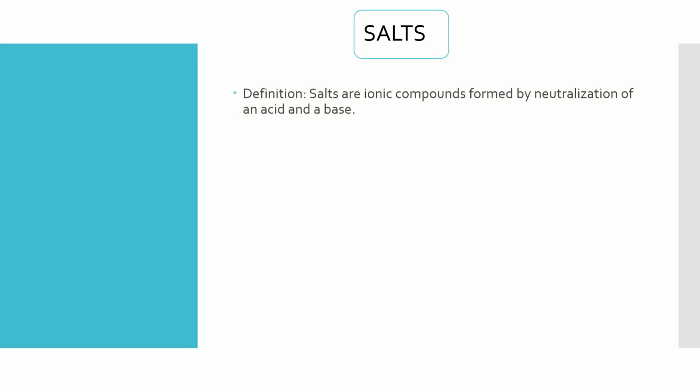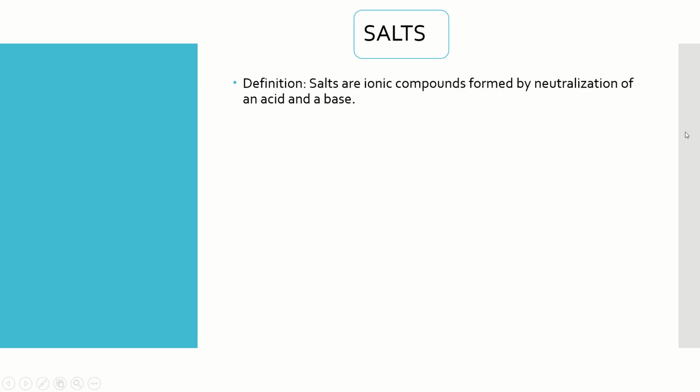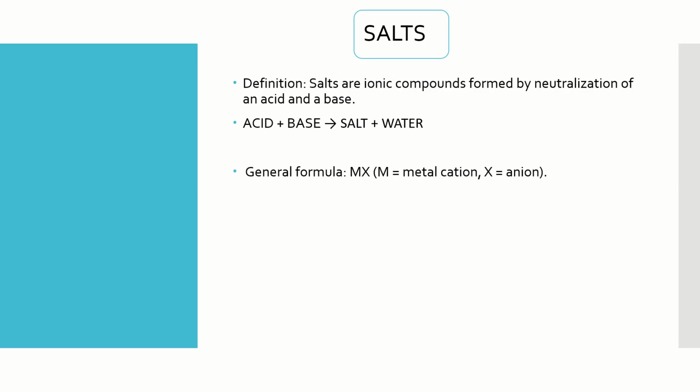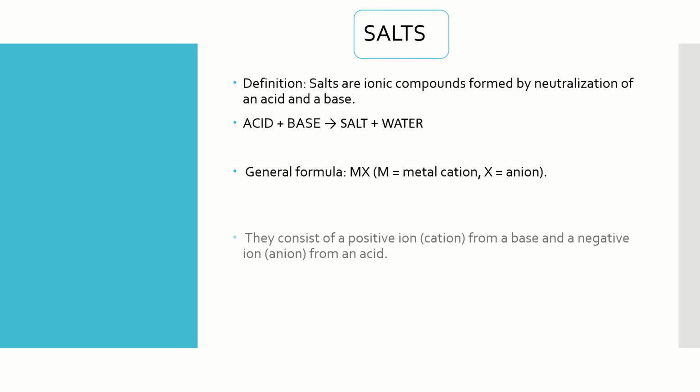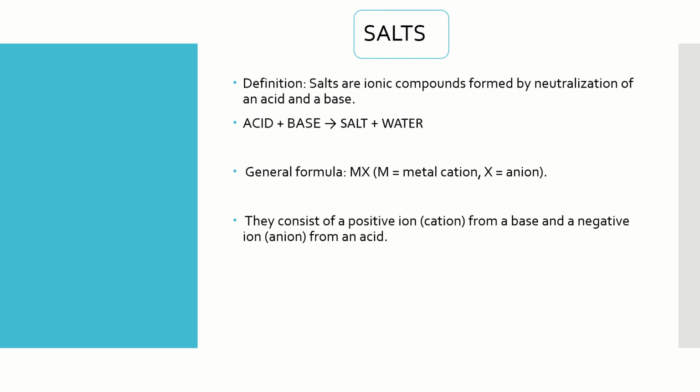What are salts? Salts are ionic compounds which are formed by the neutralization of an acid and a base. Acid reacts with base to form salt and water. The general formula is MX, where M is the metal cation and X is the anion. Salt consists of a positive ion, the cation, from a base and a negative ion, the anion, from an acid.